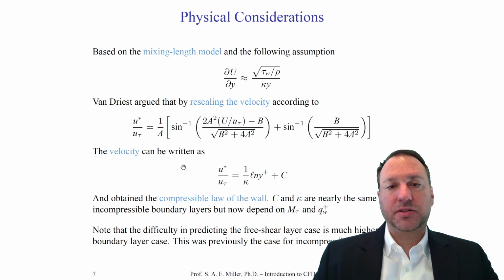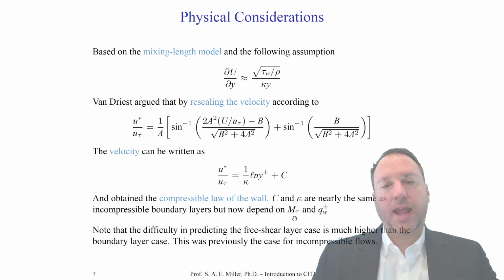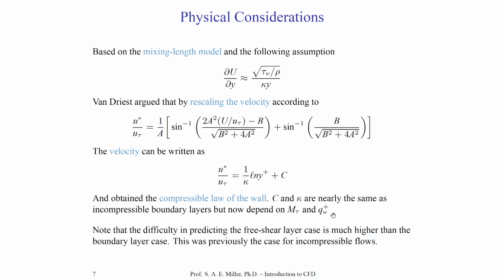We have now obtained a compressible law of the wall. It's just like the incompressible version in the same form if we use this compressibility correction for rescaling the velocity. It's a brilliant maneuver. C and kappa are still the same type of constants, and thankfully they're nearly the same values as the incompressible boundary layer, but you'll see that they have some dependence. They actually depend on the turbulent Mach number and the non-dimensionalized heat transfer rate. So there's a great difficulty in predicting these free shear layers, boundary layers, and other types of highly compressible flows, and that difficulty is much higher than for boundary layer cases which are incompressible. In fact, this was the previous case we looked at for incompressible flows, but of course now we're looking at it for compressible flows.